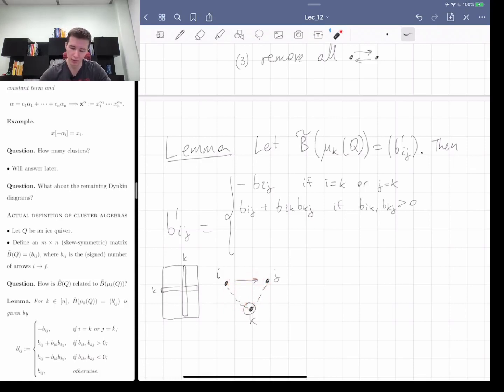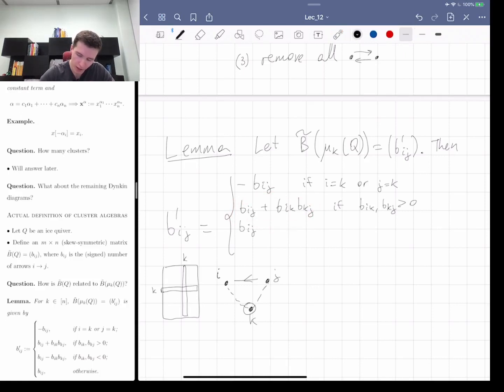So for example, let's say I had one arrow from J to I, and one arrow here and 2 arrows here, then I'm going to add 2 arrows in the opposite direction from this arrow, and so that's going to cancel out, and that corresponds to precisely adding up these 2 things. Now I could also have arrows in the opposite direction.